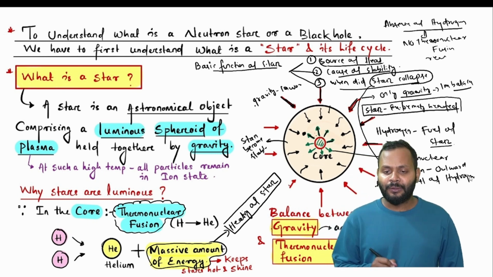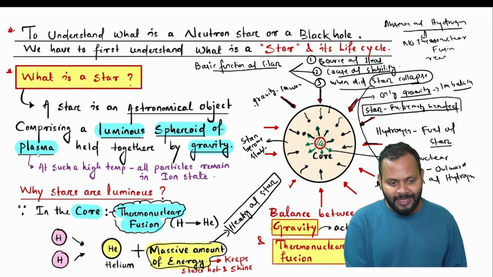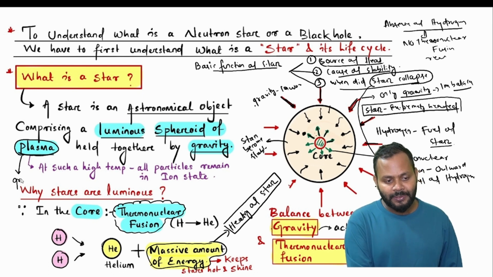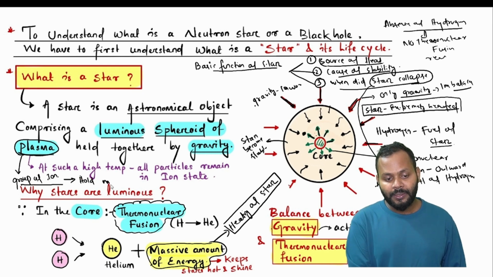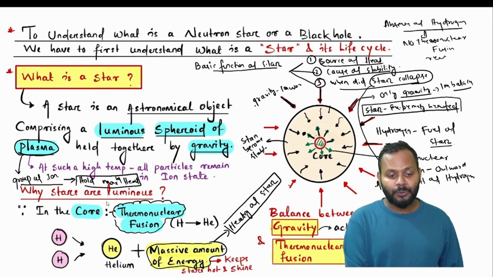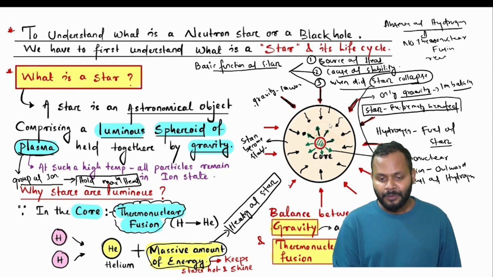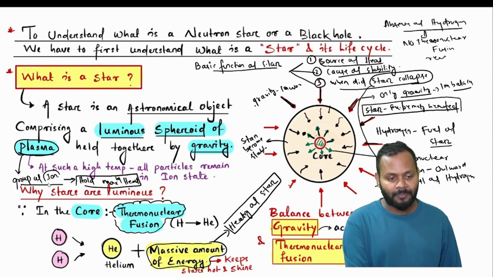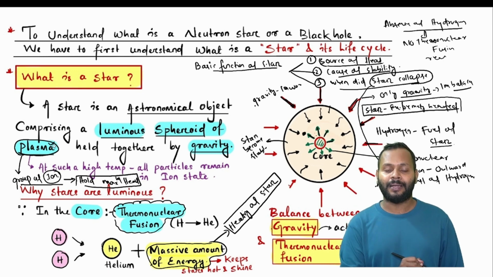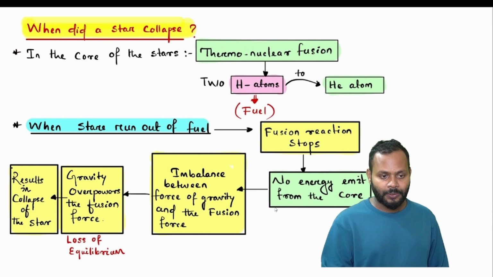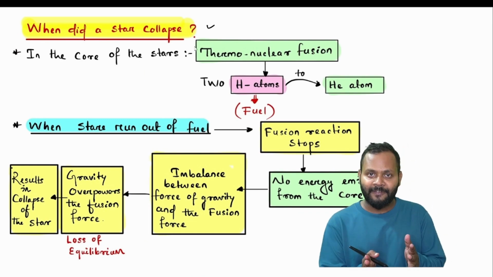Now there is one more word: the star is always in the plasma state. What do you understand by plasma? Plasma means the group of ions. Basically, the ions are responsible to hold maximum heat, because the star is extremely heated due to the thermonuclear fusion. It is very important to hold that heat. That's why all the molecules are in the ion form, and that is called a plasma state, right? In the next slide we'll understand about when does a star collapse. Already I have explained in the previous.